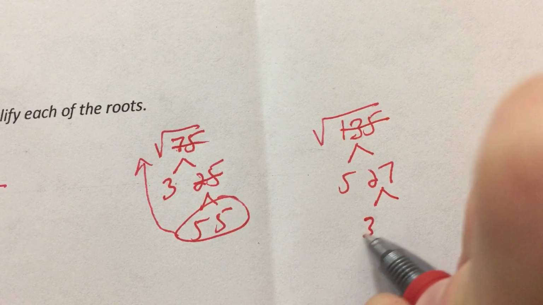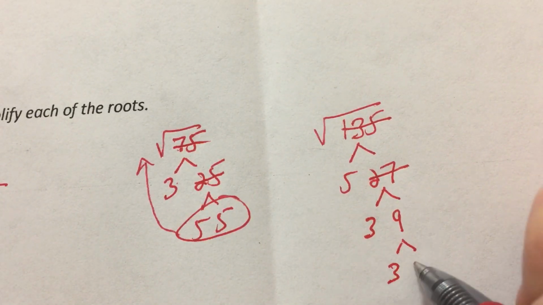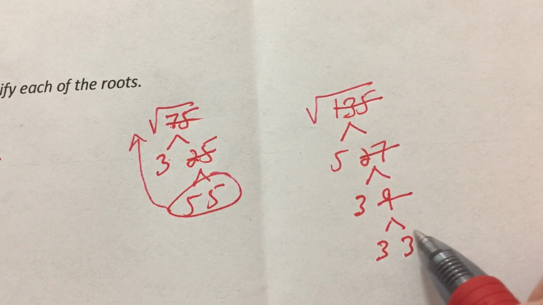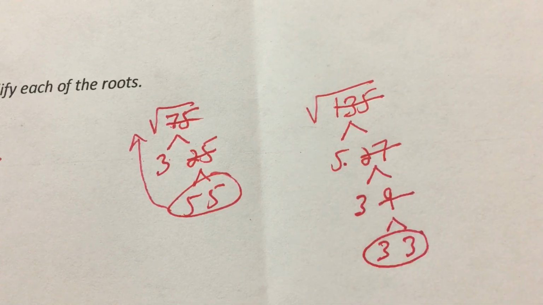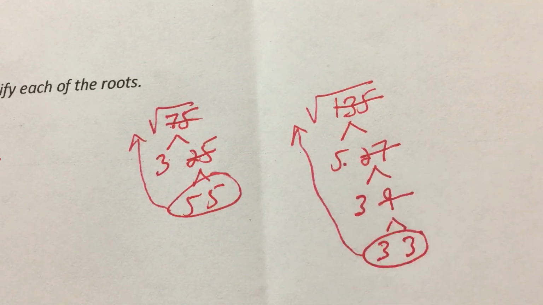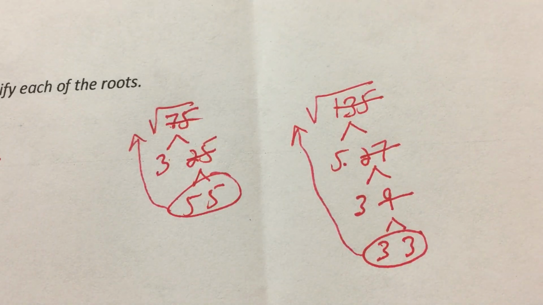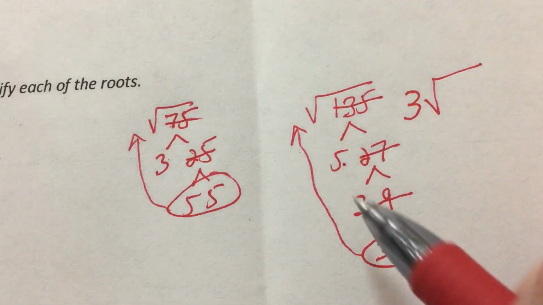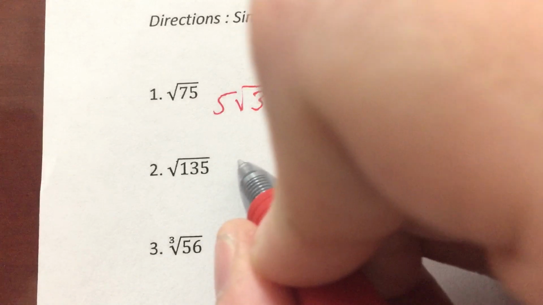27 can be broken down into 3 times 9. 9 can be broken down into 3 times 3. So what I notice is that under a square root sign, I have a pair of 3's, and I have an extra 3 and an extra 5 left over. So the 3 gets to come out to the front, but this 3 and this 5 have to stay inside. And if they're both staying in, they're going to multiply each other. So what I will end up with is a 3 on the outside, and on the inside, 5 times 3, or 15. 3 square root of 15.